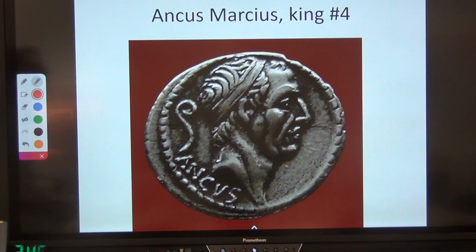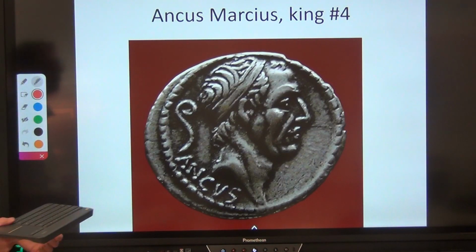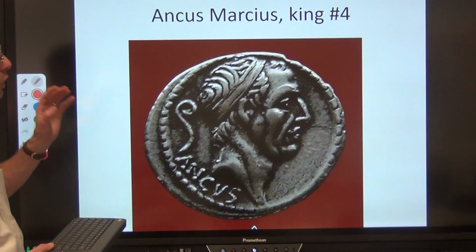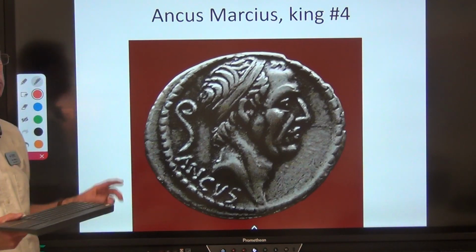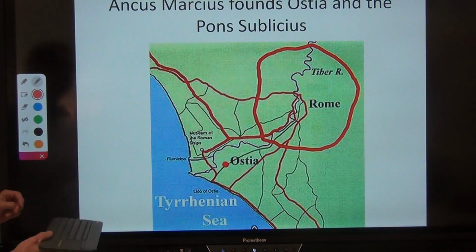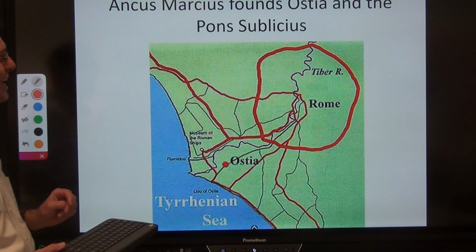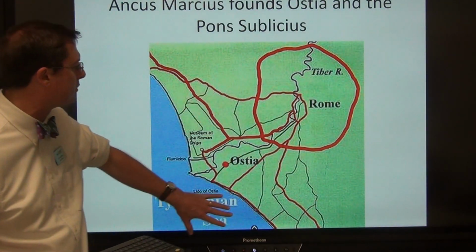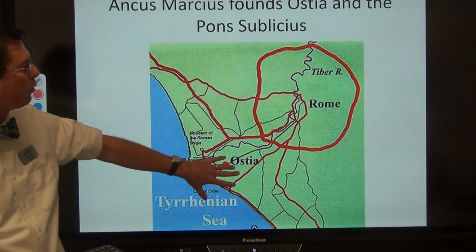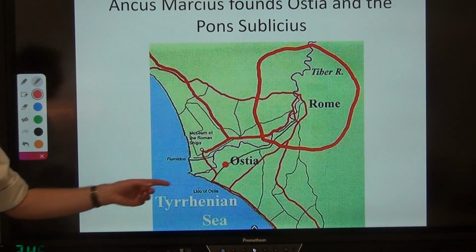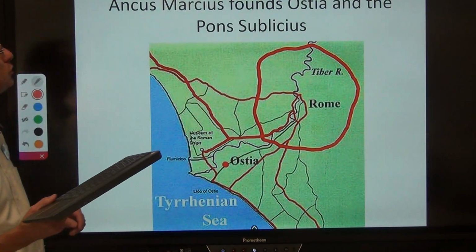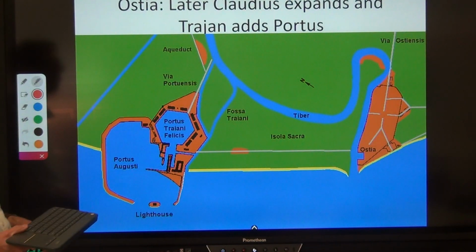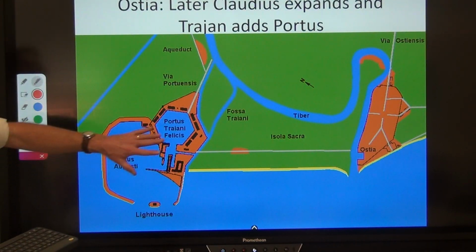You have the next king, which is going to be Ancus Marcius. Ancus Marcius, king number 4, is going to establish 2 things. The number 1 thing that he is going to establish is the port known as Ostia. Rome is not on the actual Mediterranean, and so it has a port city that it uses, known as Ostia, and he is also going to build a bridge known as the Pons Sublicius. So here is Ostia.